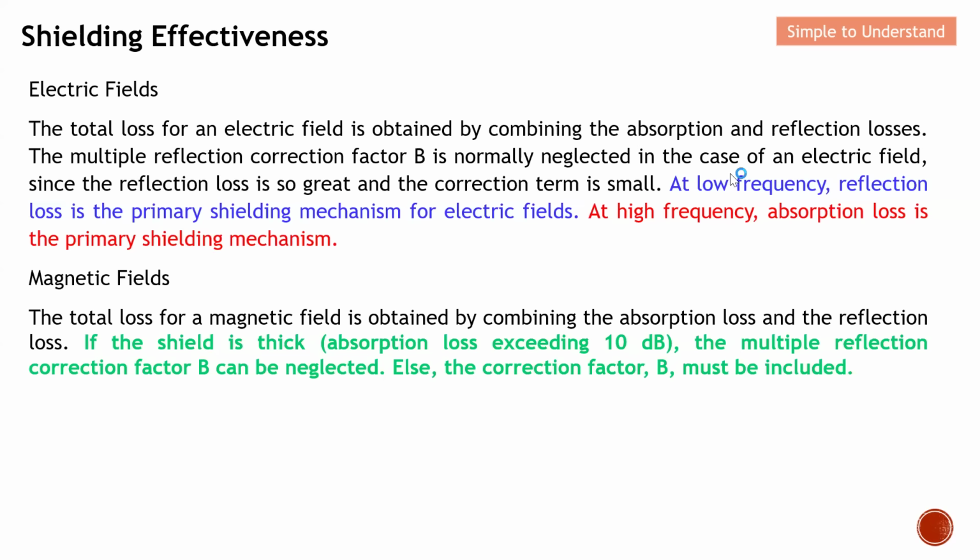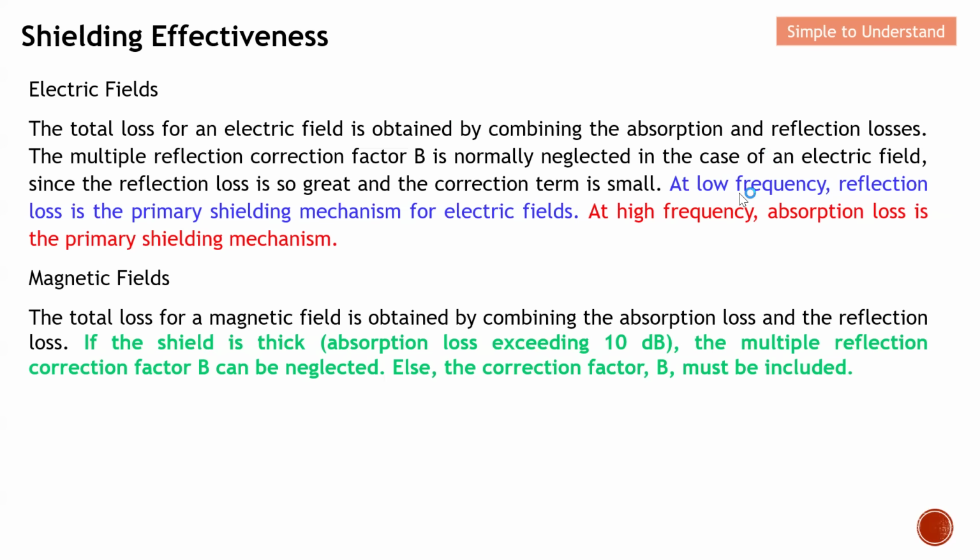In the case of an E field, since the reflection loss is so great and the correction term is small, typically the reflection can be even hundreds of dB, while the B term can be something like 5 or 2. So the reflection is so much bigger compared to B, hence we can neglect the B term.